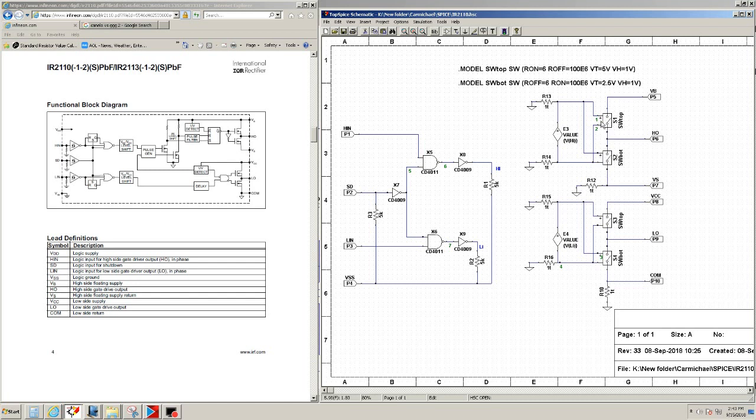Okay, now if you notice, the input is connected to this dependent driver or voltage source. It's a dependent source, and this source is looking at this node. It says V high.